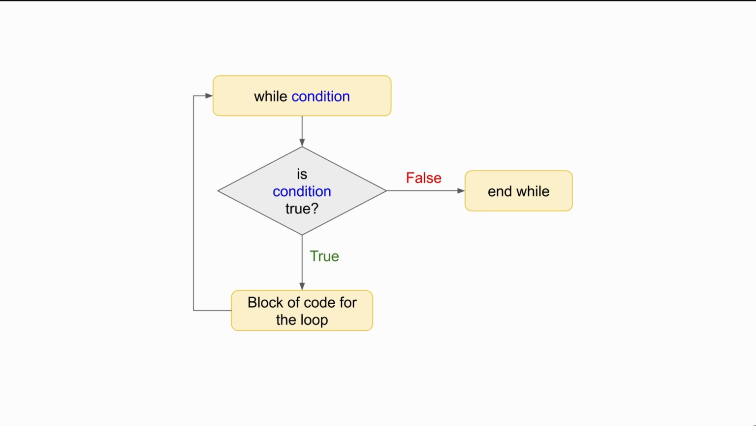First, we have the while condition, and right after it, we check if the condition is true or false. If the condition is true, the block of code inside the loop gets executed. And it goes back to the while condition to check if the condition is still true. If the condition is false, the loop ends.